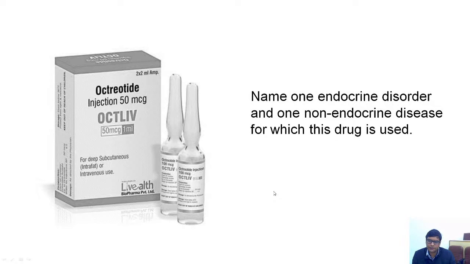Okay, so octreotide is a very useful drug used in several endocrine indications like VIPoma, gastrinomas. Okay, even acromegaly it is used. So any of these indications you can write as an endocrine disorder. Carcinoid tumor is also an endocrine disorder, will come under endocrine disorder only. And as a non-endocrine disorder you can write esophageal variceal bleeding. It is used for that also. So just like that you can write any of those indications.